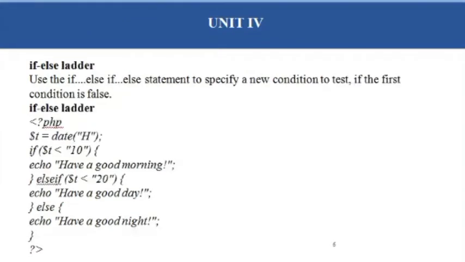Okay, next thing is an if else ladder. Same thing, if else ladder. Here I am using more than one if else. If t is equal to date, collecting the hour. Actually my hour is 12 here. So if t is less than 10, echo have a good morning. Now the time of my system is 12 o'clock, so it automatically goes to else if, and after 20 hours it goes to have a good night. So through the date function only, your answer will be printed as have a good day.